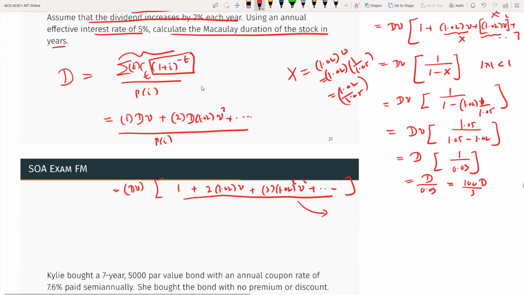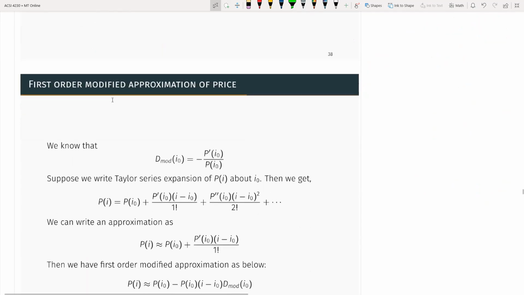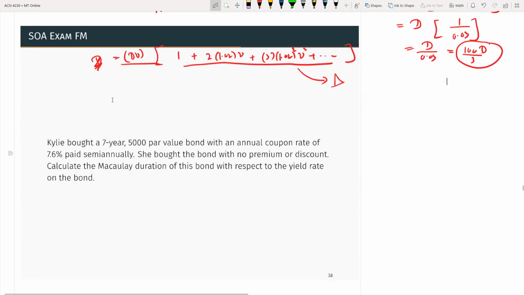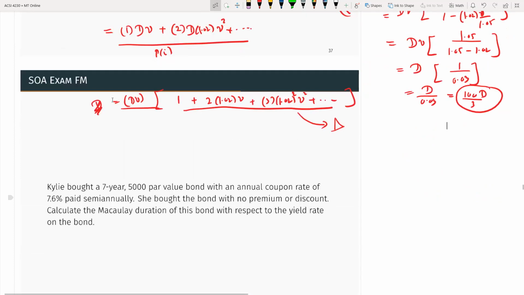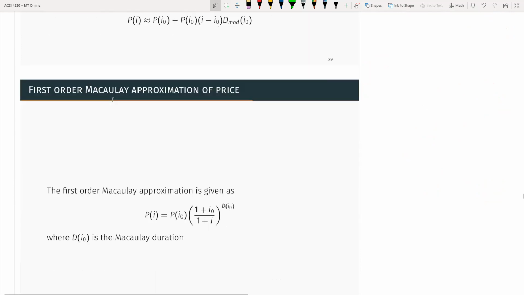So I will leave that to you. Right now I don't have an idea for that, but you can find a formula and then try to solve that part. Then once you get this quantity, you can divide it by the price to get the macaulay duration. So let me stop here, and then we will meet again to discuss the rest.